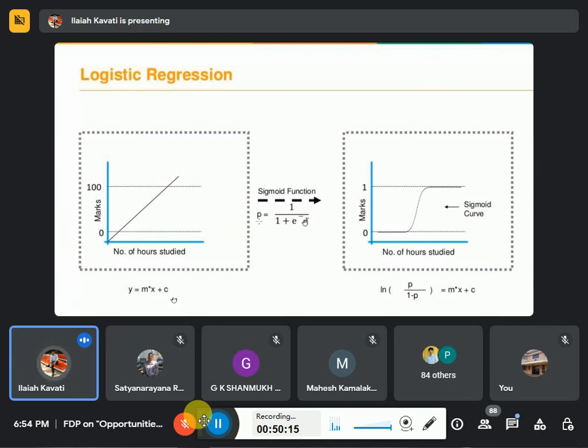So you can see this is a probability, yes or no, true or false, pass or fail. The P stands for the probability. P equal to 1 means he will pass, P equal to 0 means he will fail. P equal to 1 means I'll get promotion, P equal to 0 means I'll not get the promotion. So P is the probability of occurrence, equal to 1 by 1 plus e to the power of minus y, where y is mx plus c.